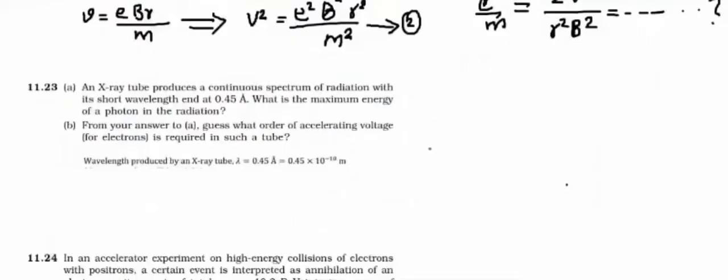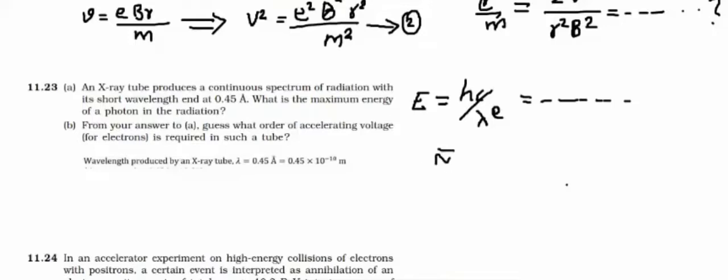Then question 23. X-ray tube. Wavelength is 0.45 angstrom. What is the maximum energy? So energy, we can use the formula E is equal to hc by lambda. We want to get it in electron volts, so you can divide it by e also. Substitute the values, you will get the answer. And part 2b, from your answer to A, guess what order of accelerating voltage for electrons is required in such a tube? Okay, so here you calculate the value in electron volt.